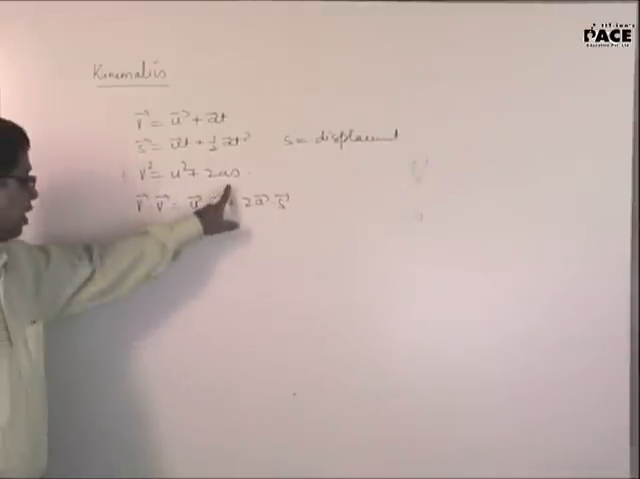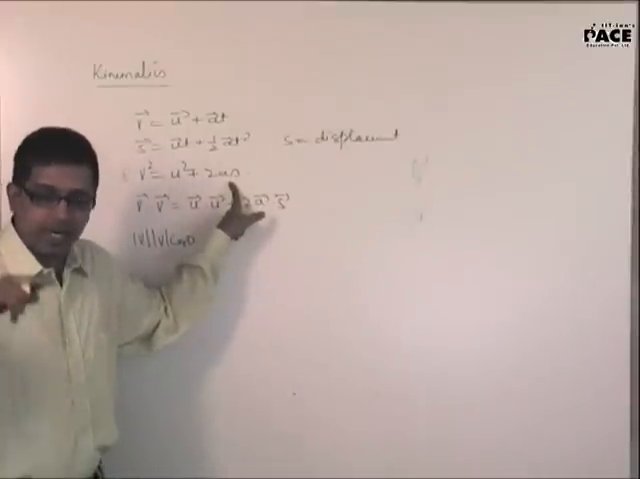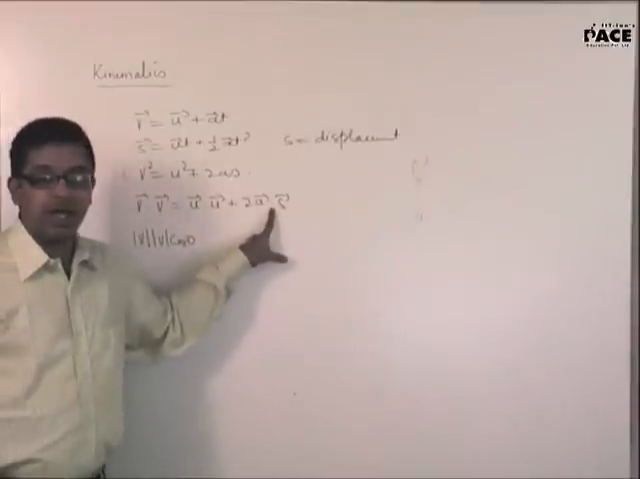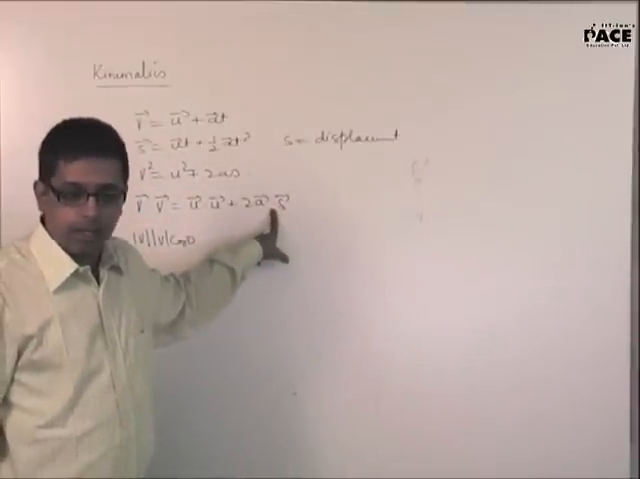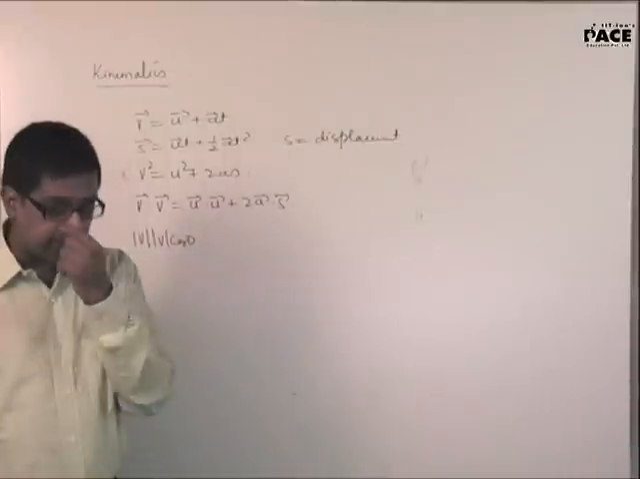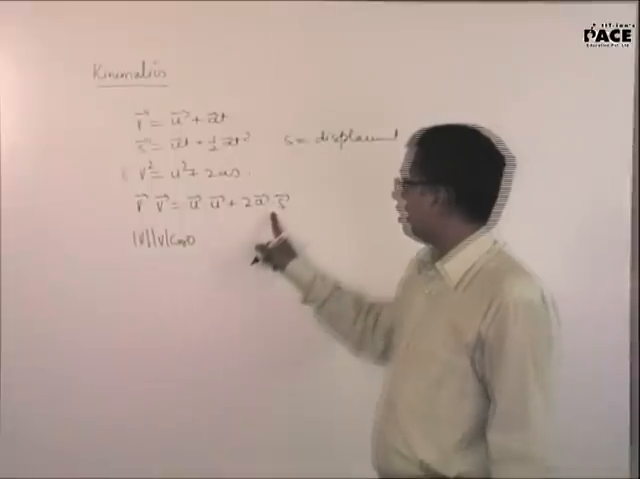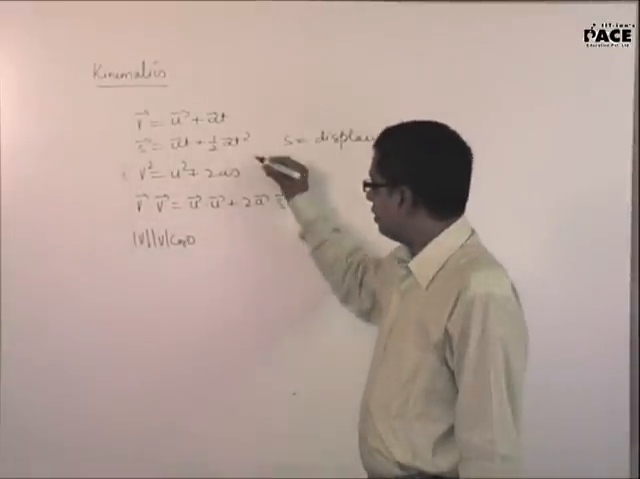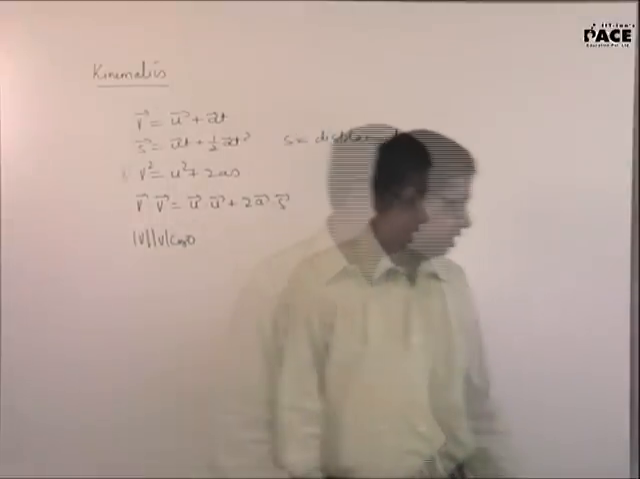Similarly, it becomes u square. a dot s you write as a into s, because it is motion in one dimension. If it is not motion in one dimension, I will have to keep the dot product here, as I will have to know the direction of acceleration and displacement. Hence, this final equation is a scalar equation, but the vector representation is this.